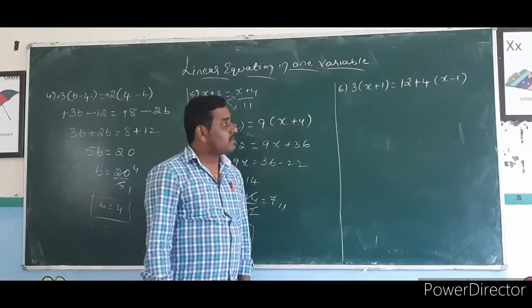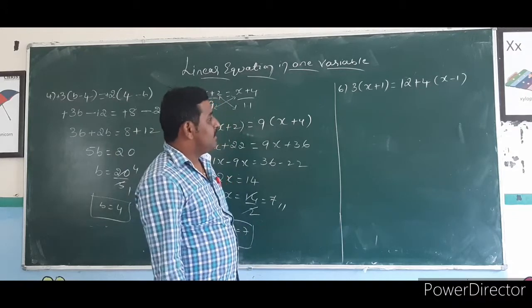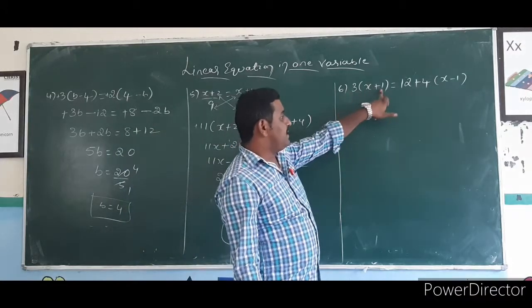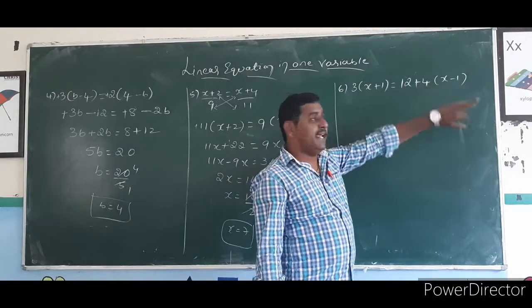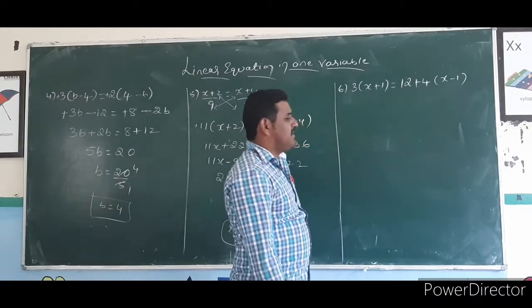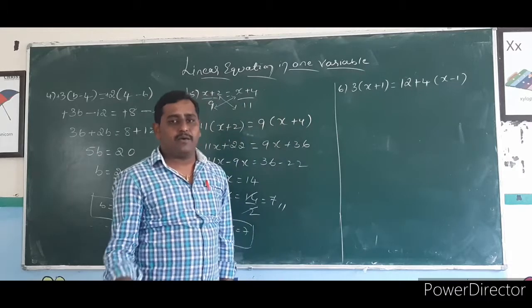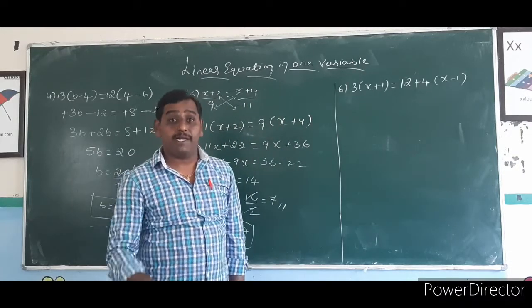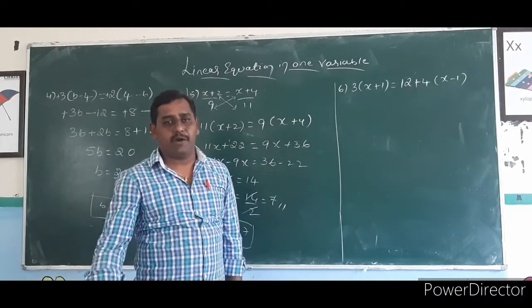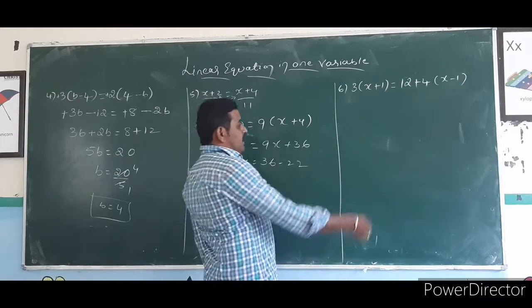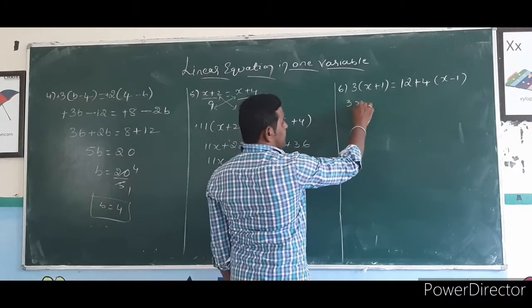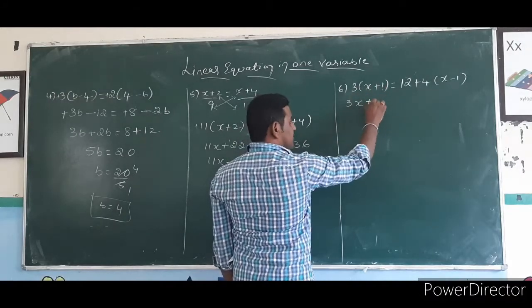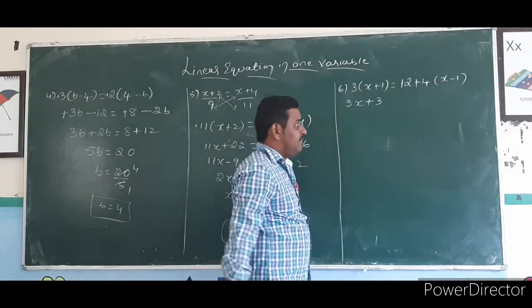Next problem. 3 into x plus 1 is equal to 12 plus 4 into x minus 1. If they are given a problem like this, means a number outside the bracket is there, first you have to multiply it with that number inside the bracket. So let us complete the LHS. 3 into x, 3x; 3 into 1, 3, because both are in plus sign.